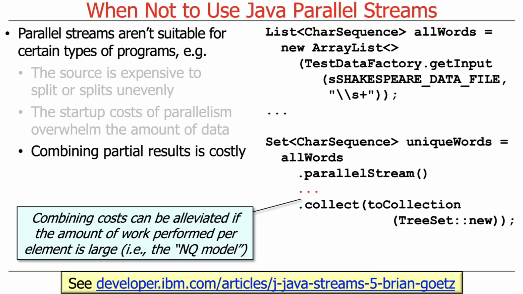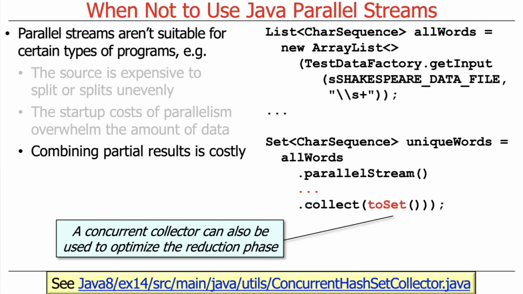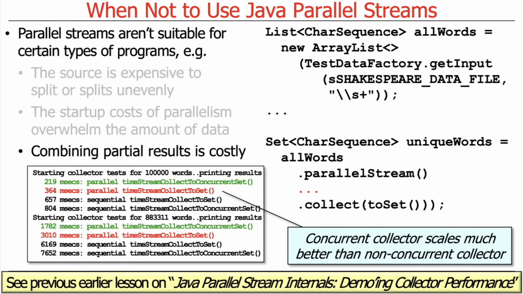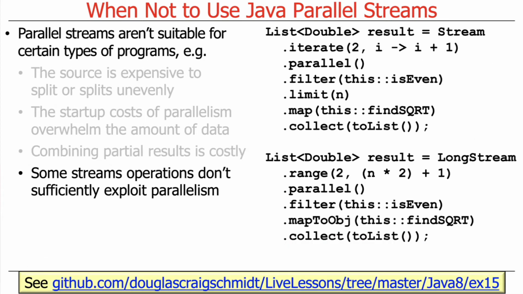So if Q is large, then the fact that combining has overhead isn't such a big deal. However, the much better solution is just to go with the concurrent hash set collector solution, which will only have a single mutable result container and no merging overhead at all. And again, as we just saw in the other example, when we have a relatively small number of elements, the differences are modest, but when you have a large number of elements, the concurrent collector starts to do a much better job than the non-concurrent collector.